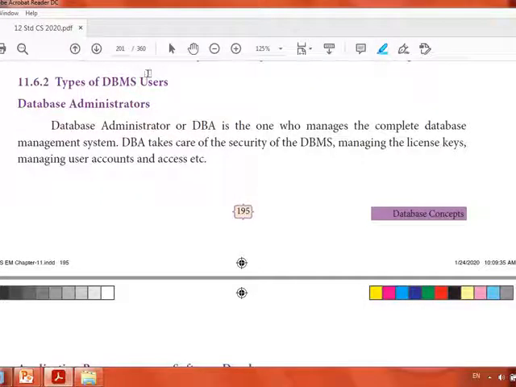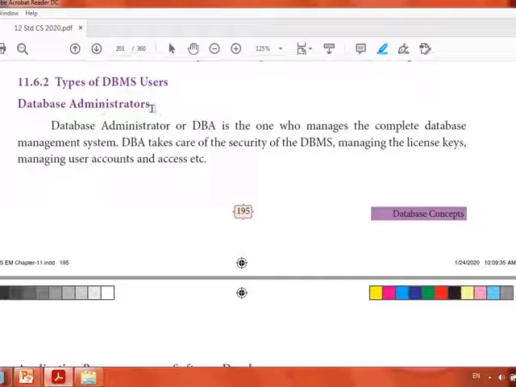So what are the types of DBMS users? What is the full form of DBMS? Database Management System. So it's a software, it's going to manage the database. Then what is a database? Database is a collection of tables. Is it clear? So what are the types of users?